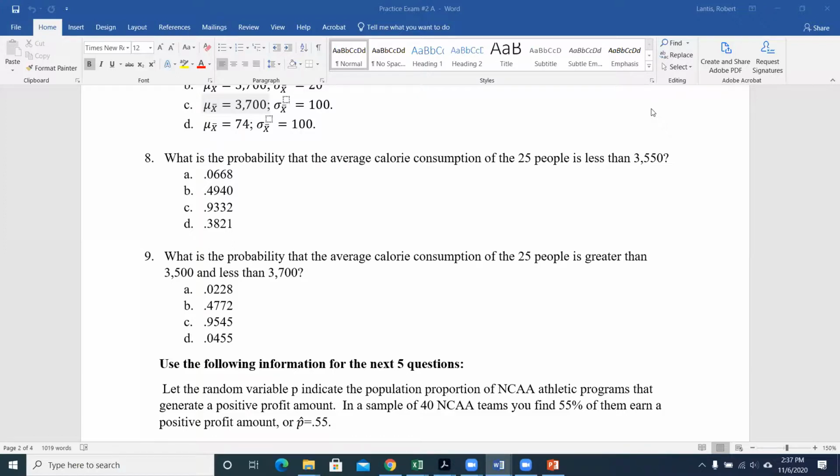Either day, Monday or Tuesday, once you start, I think I have it set for an hour and 20 minutes. So you'll have 80 minutes to take it once you start. There will be 20 questions and a short answer. The short answer is worth 20 points, so about 20% of the exam.